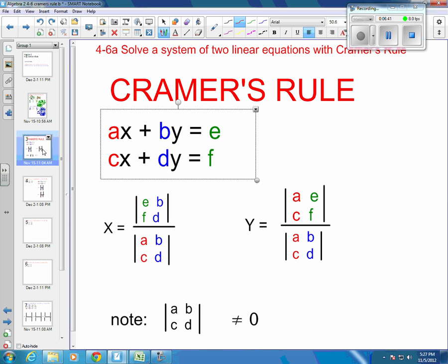So take a moment, write down the formula so you have the formula for how to solve this, and we'll move on to the next example where I actually do a problem.